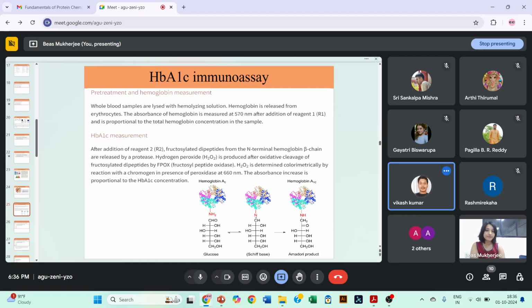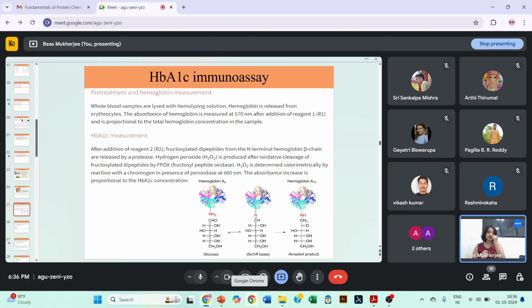Okay, we'll see this now. So what happens is, in the beginning of the test, they will take your blood sample, and then there is hemolysis, and hemoglobin is released from the RBC, right? And then they will measure the amount of hemoglobin that is there. So absorbance of the hemoglobin is measured at 570 nanometer after addition of a particular reagent. You can read about this reagent if you're interested. It is proportional to the total hemoglobin concentration in the sample. So that means this is a normalization. They are checking how much hemoglobin is there.